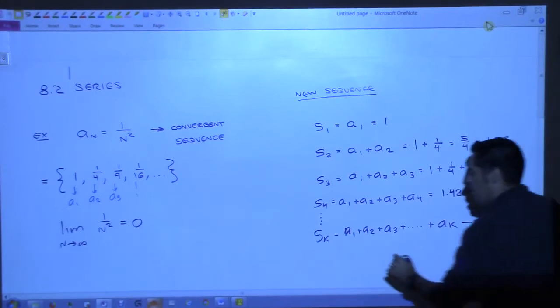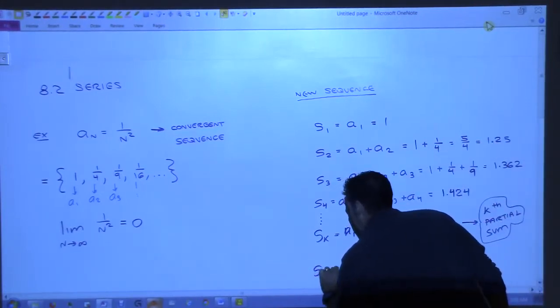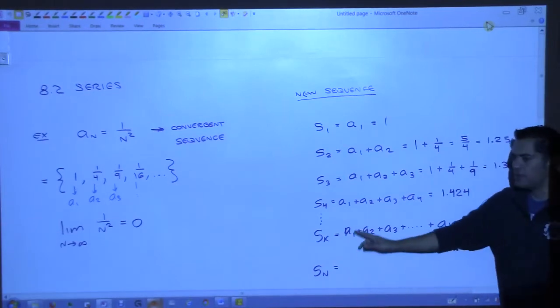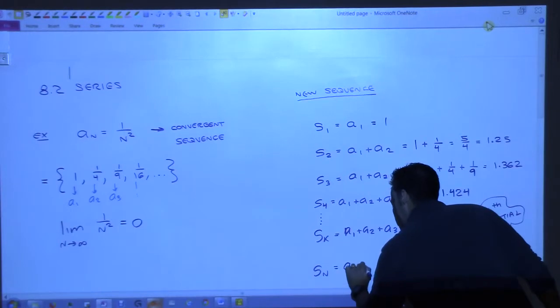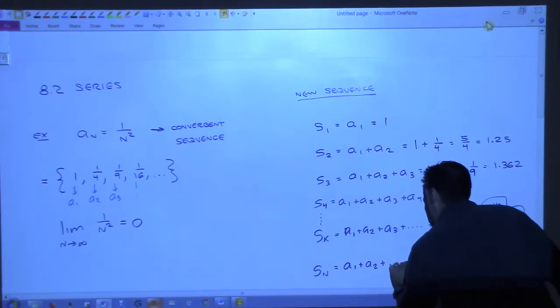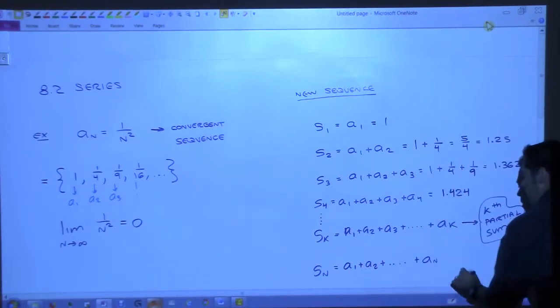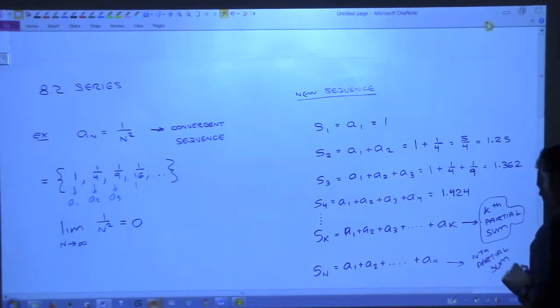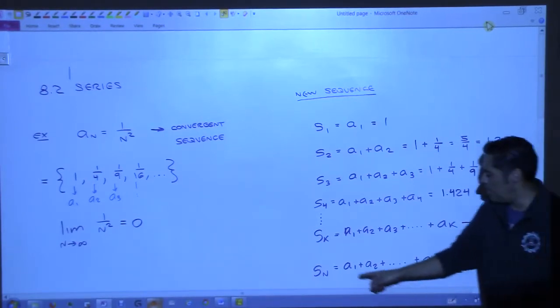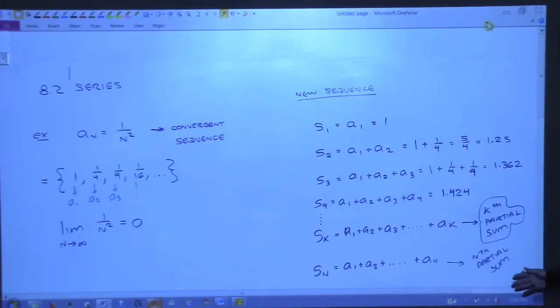So if I said, what's S sub n? You would do a sub 1, a sub 2, a sub 3, all the way out to where? A sub n, right? And we would call this the what? The nth partial sum. Kth partial sum, nth partial sum. If I went S sub j, it would be the jth partial sum, right? This is just a new naming, a new kind of language that we're going to be using, all right?